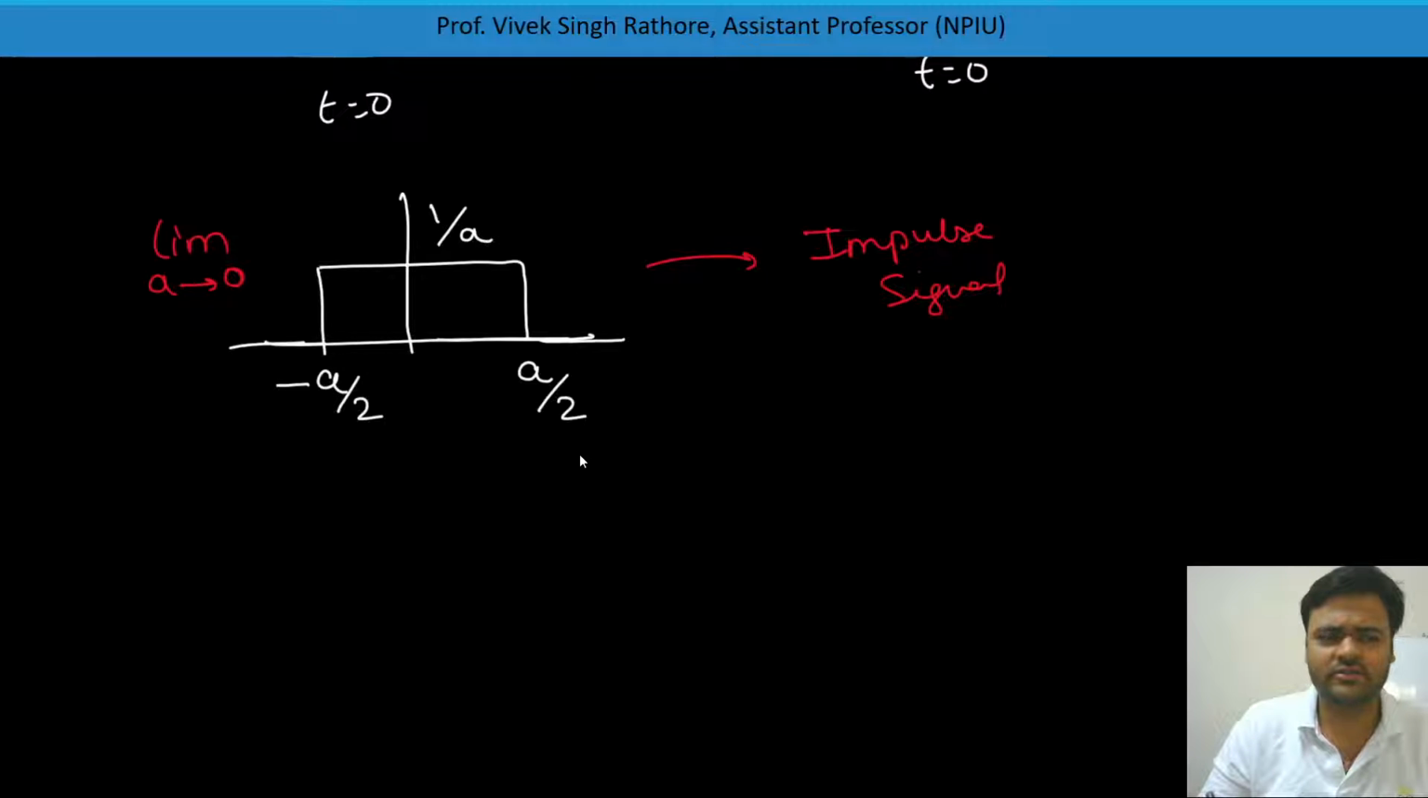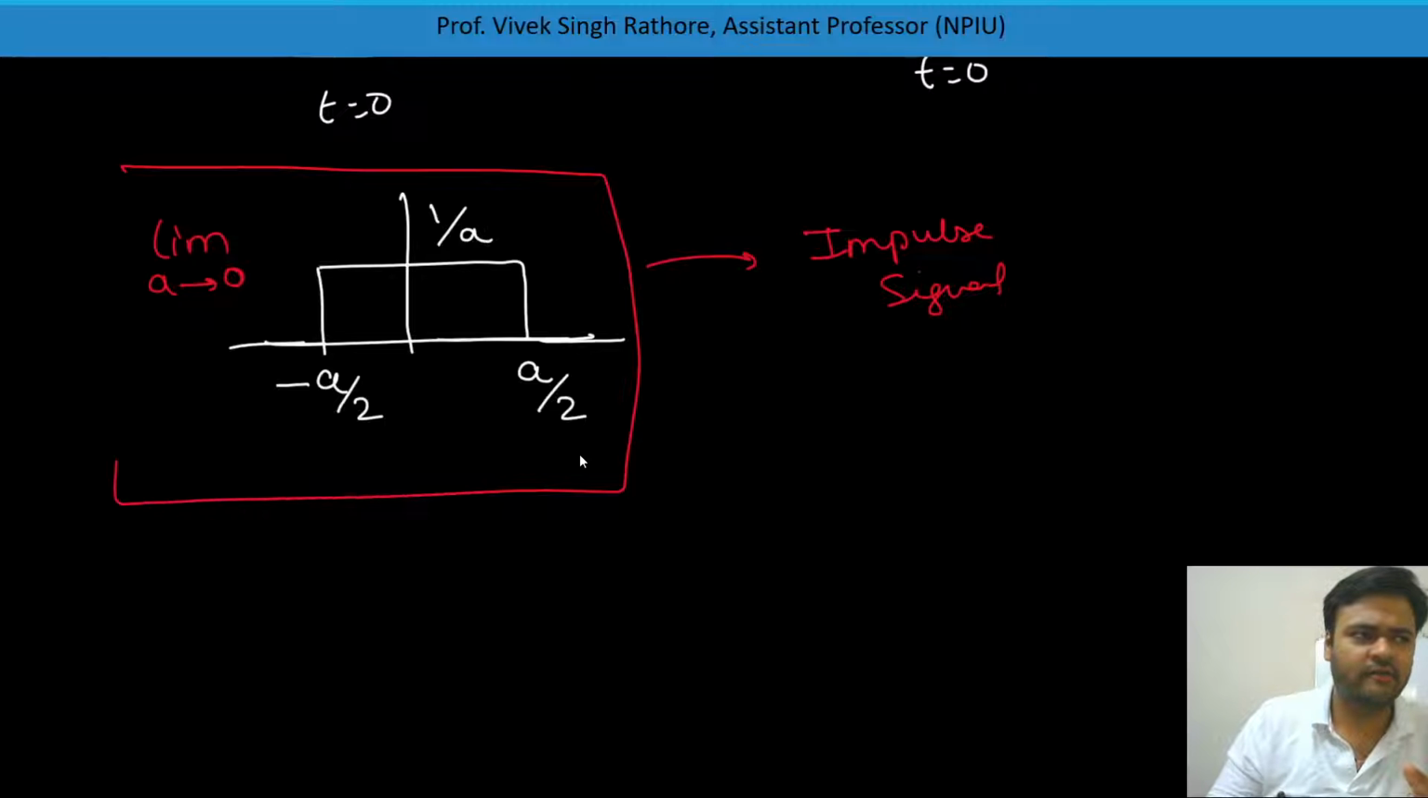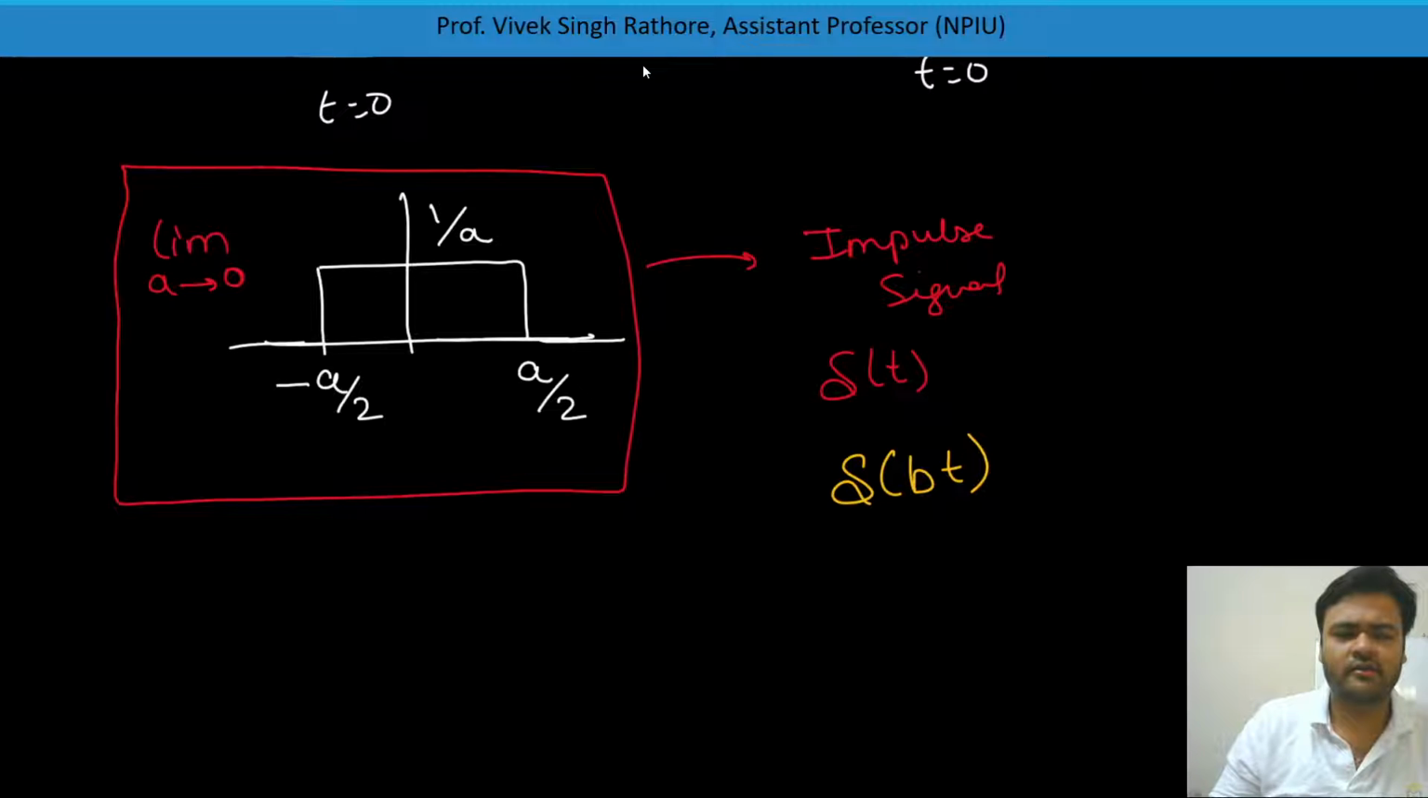That is why it is called a generalized function, because it can be generated from many other signals. Ultimately, when the limit a tends to 0, you get your impulse signal, that is delta of t. Now what we want to see is how to calculate delta of bt, with a scaling factor.